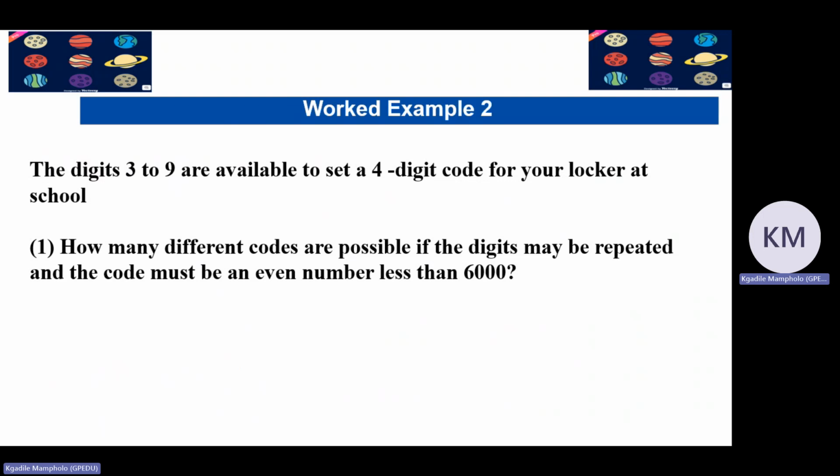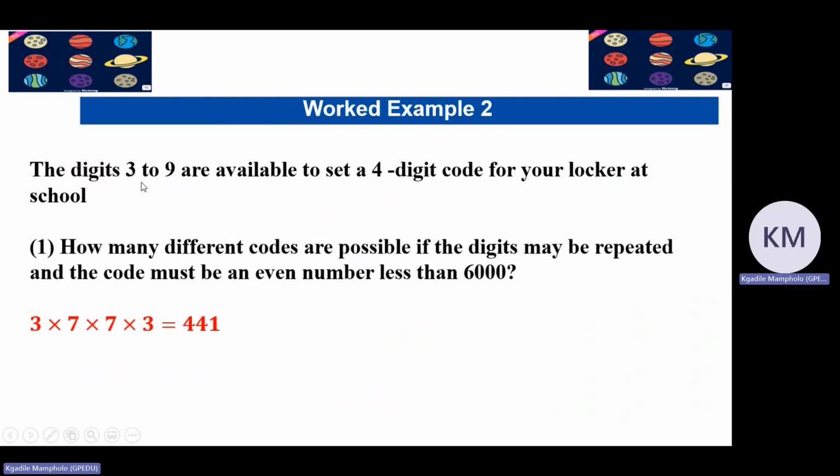The digits 3 to 9 are available to set a 4-digit code for your locker at school. How many different codes are possible if the digits may be repeated and the code must be an even number less than 6,000? So obviously, for this code to be an even number less than 6,000, we'll look at the values for the number to be less than 6,000.